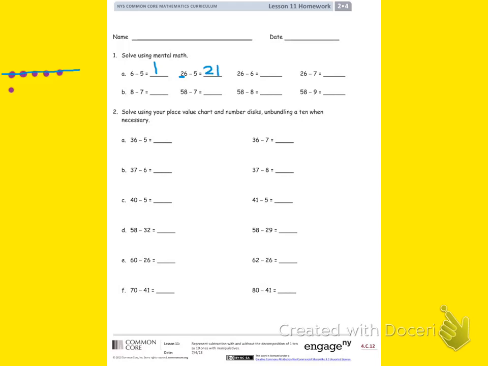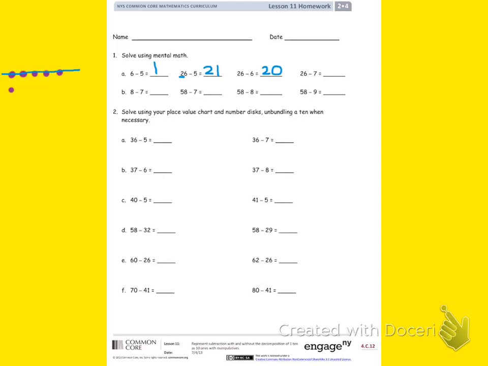Looking at the next problem, 26 minus 6, it looks just like the second problem. There's a 26. This time, they're just taking away 1 more. They're taking away 6 instead of 5, and 6 is 1 more than 5. So if I take 1 more away from 21, I get 20.